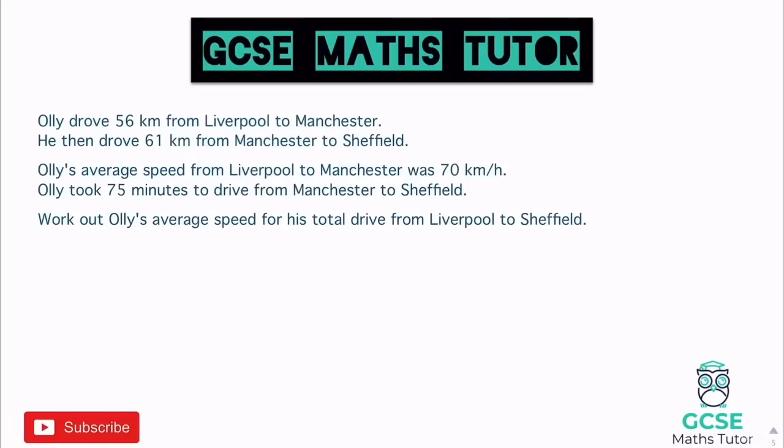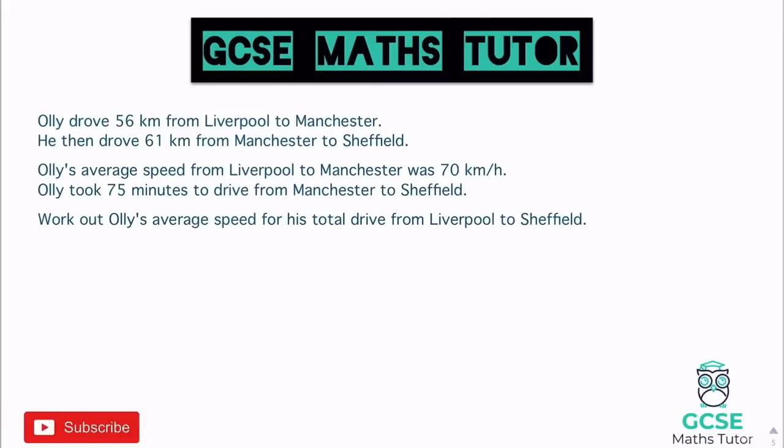So in this question here, it says Ollie drove 56 kilometres from Liverpool to Manchester, and then he drove 61 kilometres from Manchester to Sheffield. Ollie's average speed from Liverpool to Manchester was 70 kilometres per hour, and he took 75 minutes to drive from Manchester to Sheffield. Work out Ollie's average speed for his total drive.